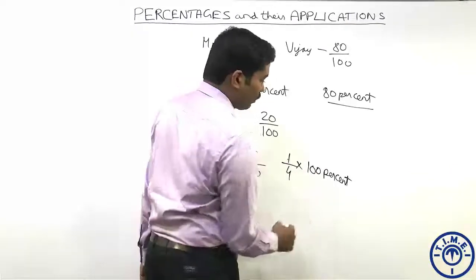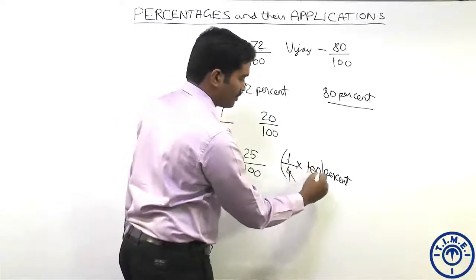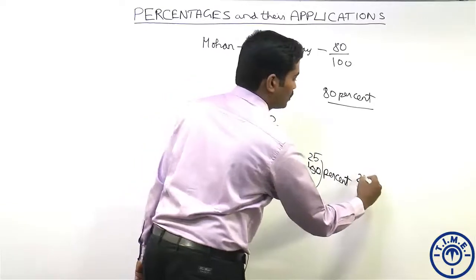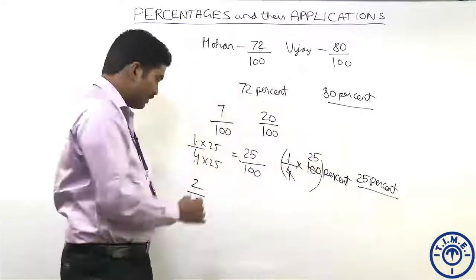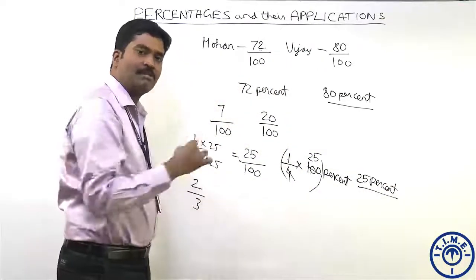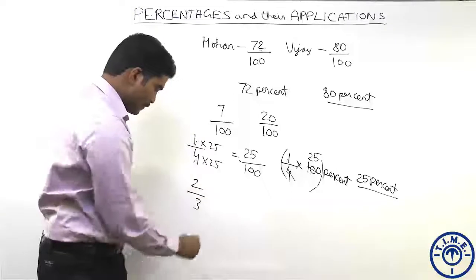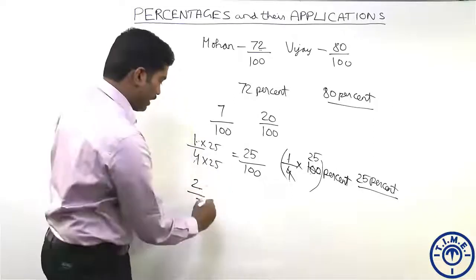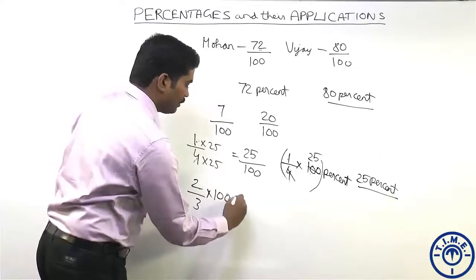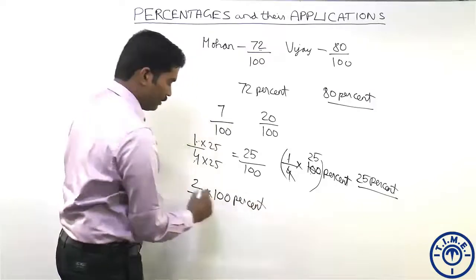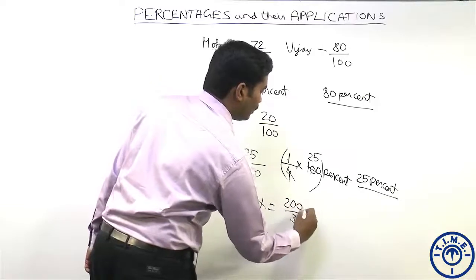So 1 by 4 into 100%, if we take the percentage term aside, 100 by 4 is what this is. This is 25. So this is 25%. So what we do know is just multiplying any fraction into 100 percentage will also directly give us the same result. For example, now let's look at 2 by 3. 2 by 3, instead of converting the denominator to 100, let's just multiply it into 1, which is 100%. Now what? 2 into 100 is 200 by 3. This is 200 by 3%.